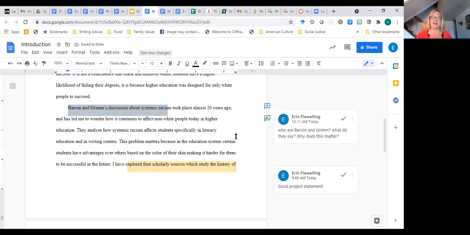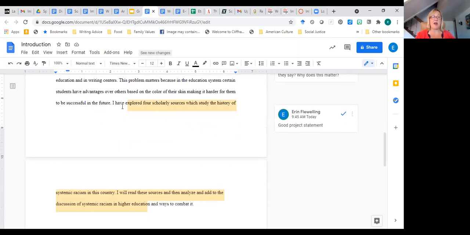Again, quotations, who are they? What is their authority? They are discussing how systemic racism affects students. But there's no development and there are no quotations from Barone and Graham. All of this is really important because without those details, it's hard to see what are they saying, how are you adding to their conversation.